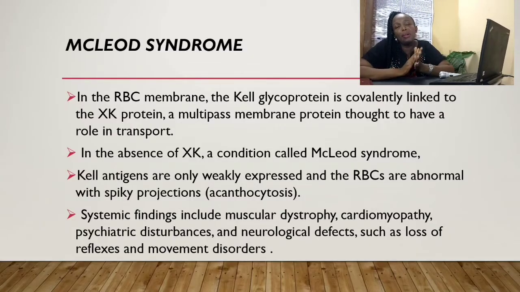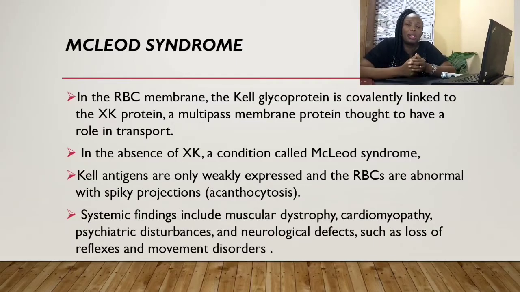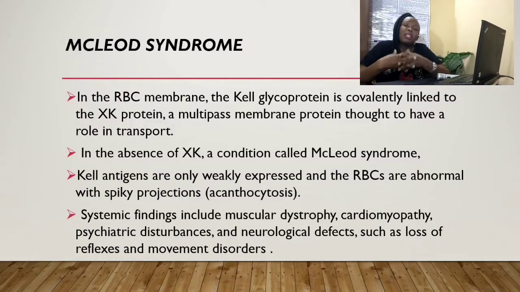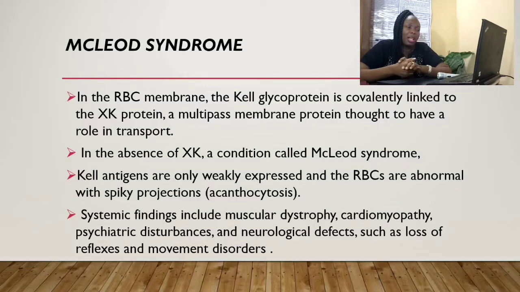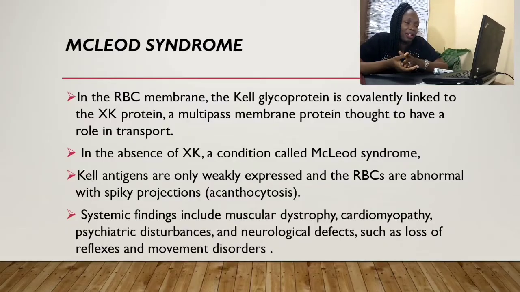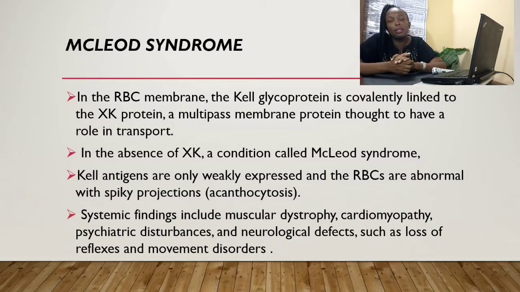In people that have this type of syndrome, you have a lot of acanthocytes, what we call acanthocytosis, being present. And also systemic findings that you can see in individuals with McLeod syndrome. You can have muscular dystrophy, cardiomyopathy, psychiatric disturbances, neurological defects such as loss of reflexes and movement disorder.